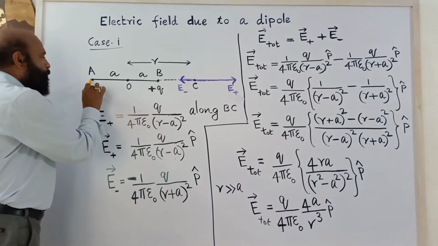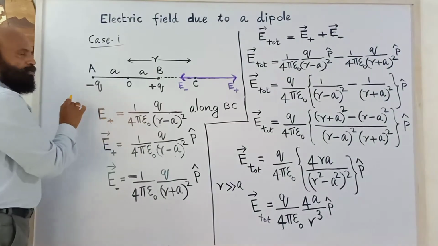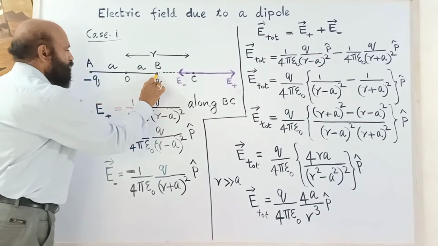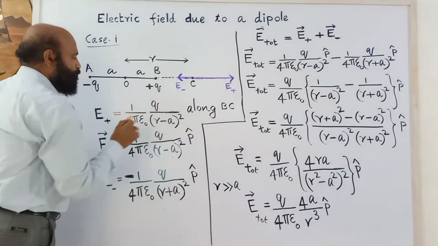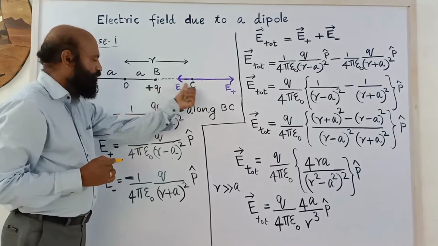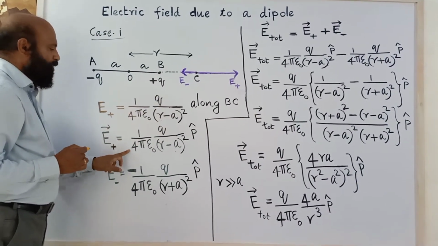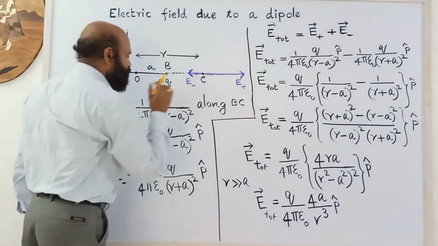Then dipole moment also will be acting along BC. Dipole moment is a vector quantity and its direction is from negative charge to positive charge. So its direction can be represented by P cap because P cap is also acting along the same direction. Field here because of the positive charge is given by this expression and it can be represented by this vector.